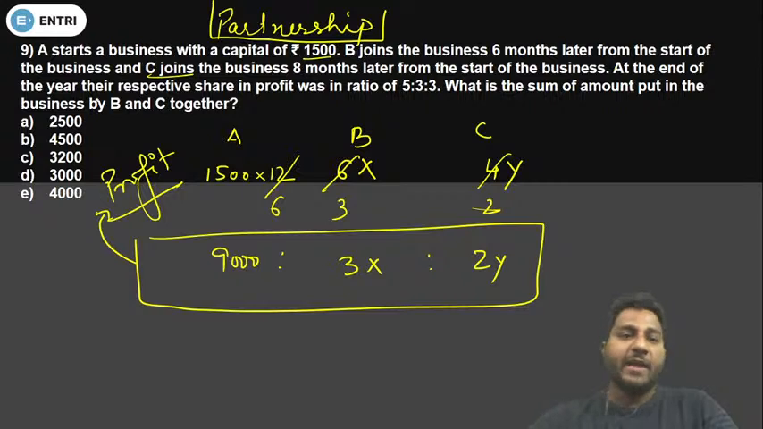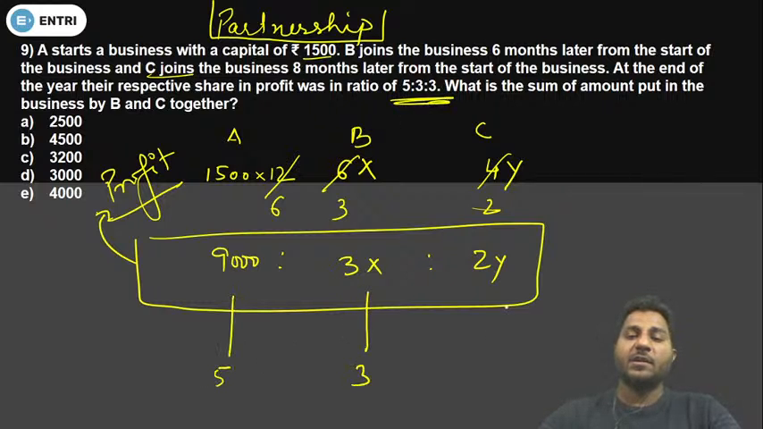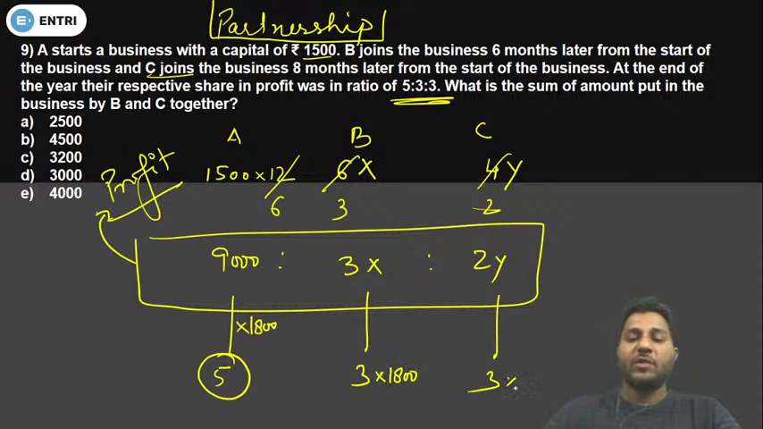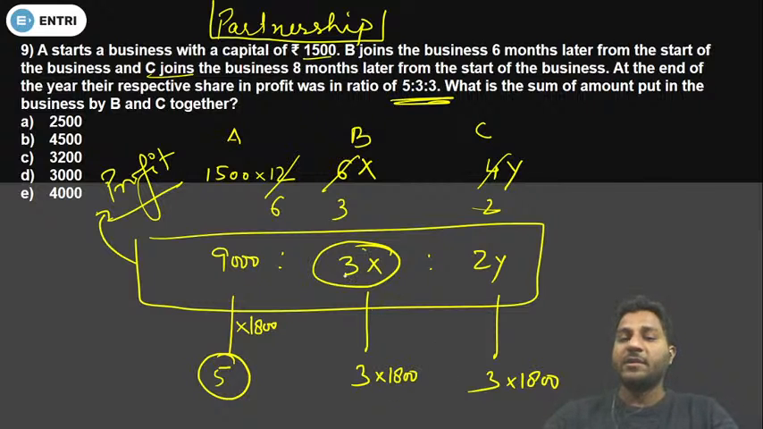Now at the end of the year, their respective share in profit was 5, 3, 3. That means if we equate 5 ratio with 9,000, 1 ratio arrives as 1800. So this 1800 has to be multiplied with the 3 ratio to get the profit equal. But this 3x will also be equated with what? 3 into 1800. That means the value of x is generated as 1800. Did you get it? It was a clear case.